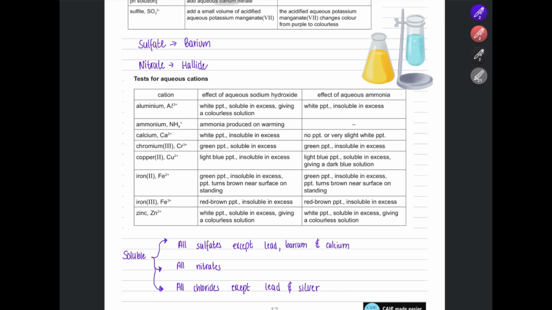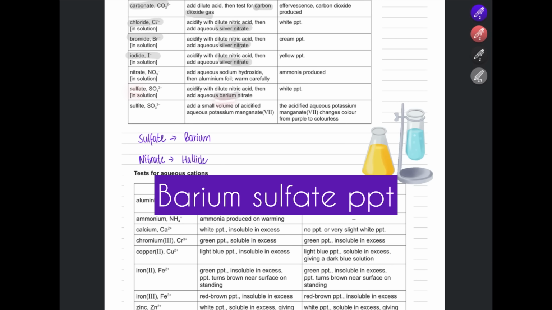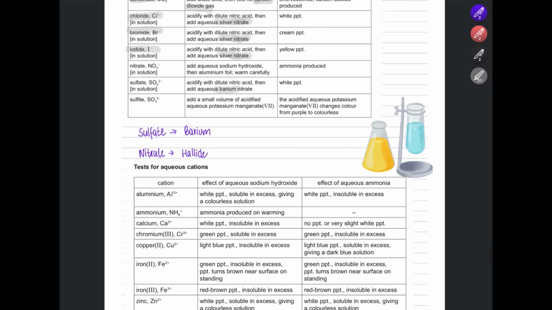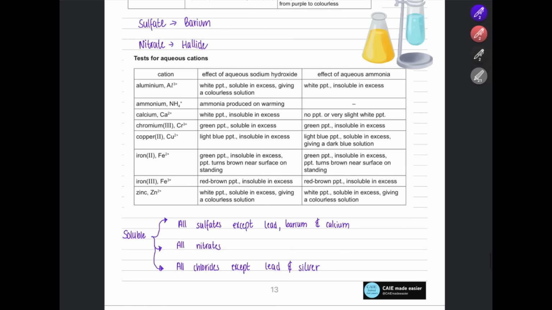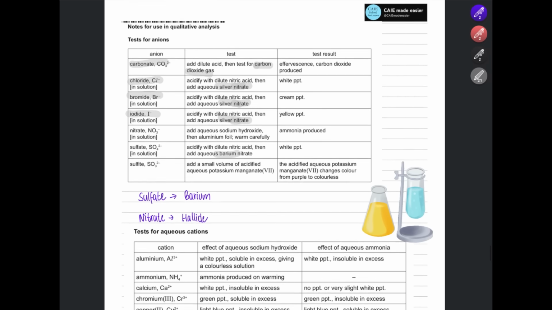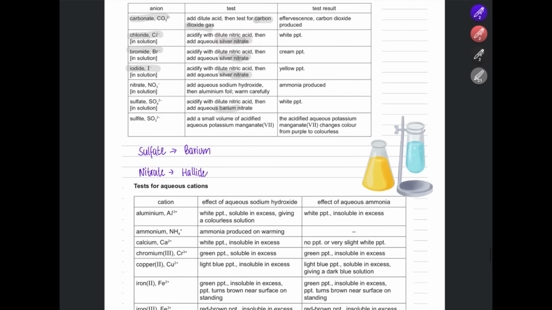Remember, all sulfates except lead, barium, and calcium are soluble. That is why when you have sulfate, we form barium sulfate. This is a white precipitate. All nitrates are soluble. That's why we don't have a precipitate with nitrate, we have a gas. And then all chlorides except lead and silver are soluble. You can see in chlorides we're using silver nitrate and we get a white precipitate.